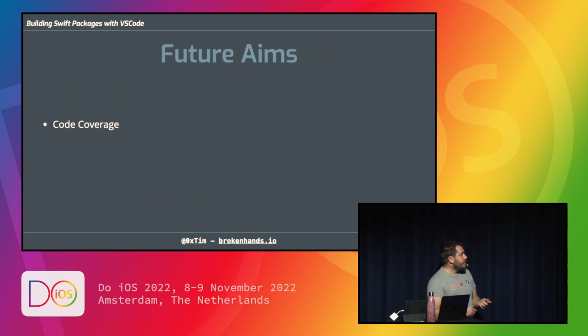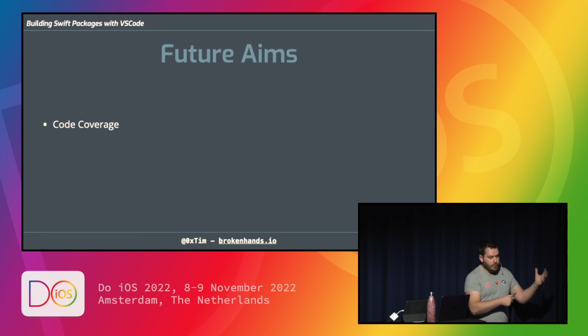So some future aims that we want to look at are code coverage. We're waiting for Visual Studio Code to release their new code coverage plugin, essentially. They're rewriting how code coverage works, so we're waiting for that until we can hook into it. We want to support Windows properly.